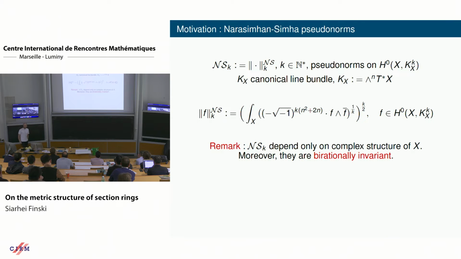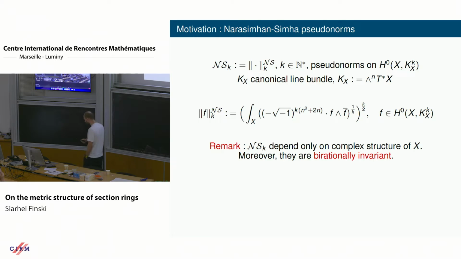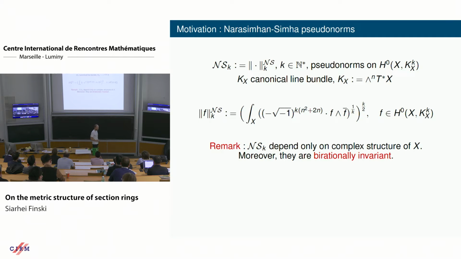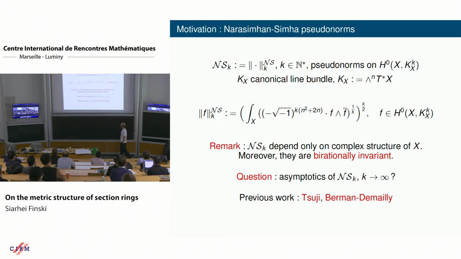And moreover, the resulting thing will be a birational invariant, as can be easily seen, because if you have a birational isomorphism between two manifolds X and Y, it is well known that this birational isomorphism will induce a linear isomorphism on the level of plurisections, and this linear isomorphism actually becomes an isometry with respect to these Narasimhan-Simha pseudonorms. So it's really a canonical object, and the question I would like to study today is, can we describe in a certain sense the asymptotics of this sequence of pseudonorms?